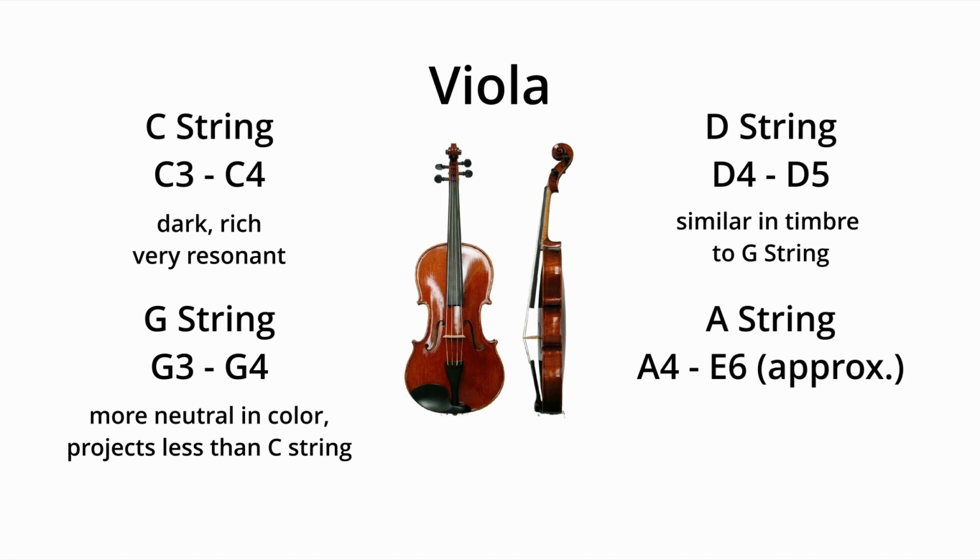Lastly, the A string has an approximate range of A4 to E6 and has a beautiful reedy quality, perhaps somewhat nasal in timbre. It's much more able to carry a melody in an orchestral texture than either of the 2 middle strings.